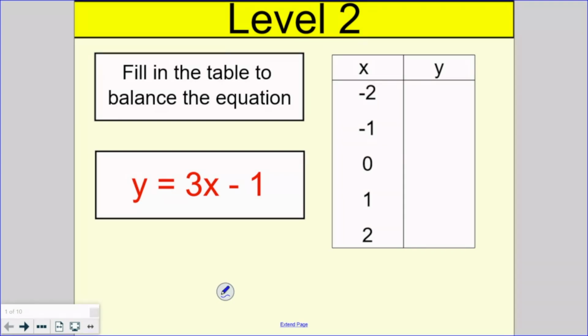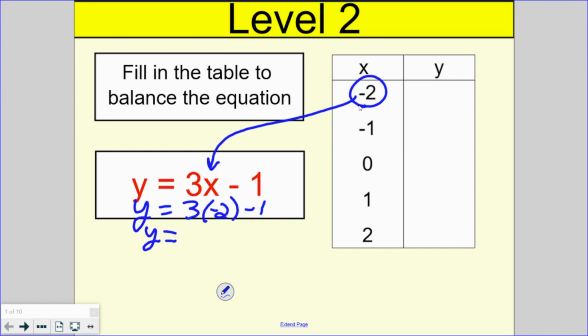To start our lesson off today, we're going to fill in this table. Here we have an equation, y equals 3x minus 1. If our x is negative 2, what will our y be to make this a true statement? 3 times negative 2 minus 1. Our y will equal 3 times negative 2, which is negative 6, minus 1. Y equals negative 7. So for this table, when x is negative 2, our y is negative 7.